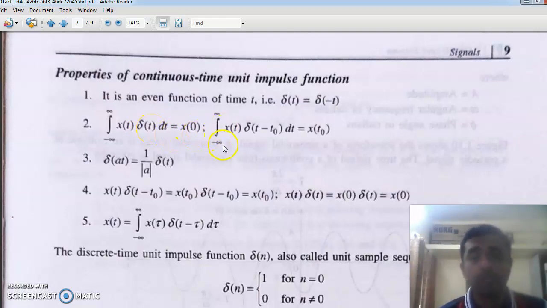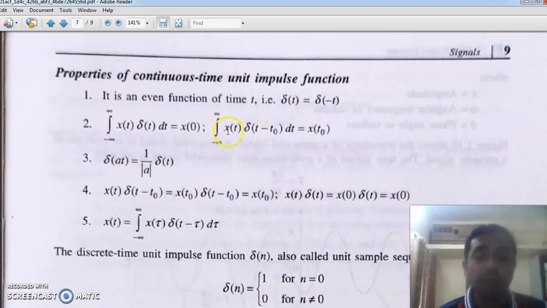Now suppose again I have the same signal x of t, and another delta function. This time it is not delta of t, it is delta of t minus t naught. We know that delta of t minus t naught has a value 1 only at t equal to t naught. The integration from minus infinity to infinity of delta of t minus t naught dt is equal to 1 at only a point, t equal to t naught.